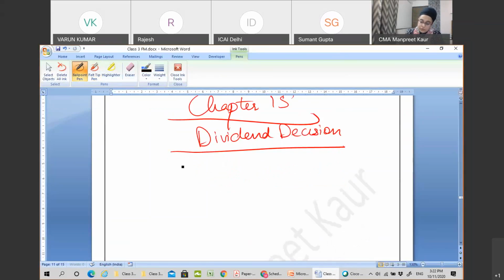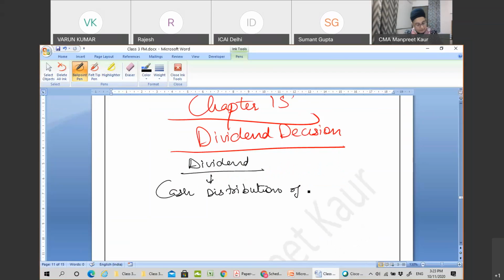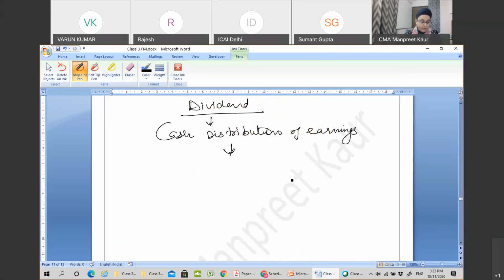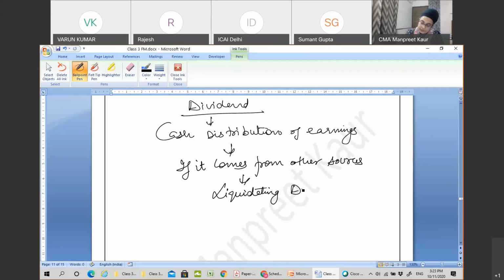In this, first of all, we will write what dividends mean. It is a cash distribution of earnings. If it comes from other sources, then it is called liquidating dividends.